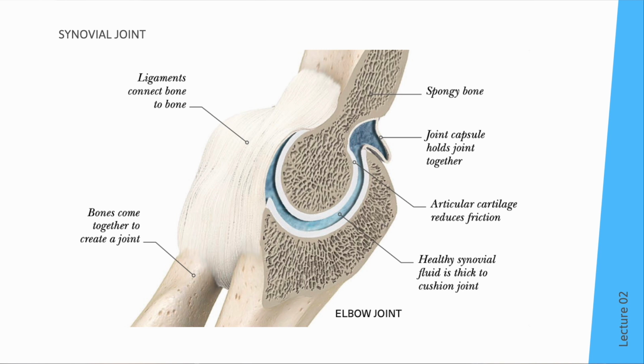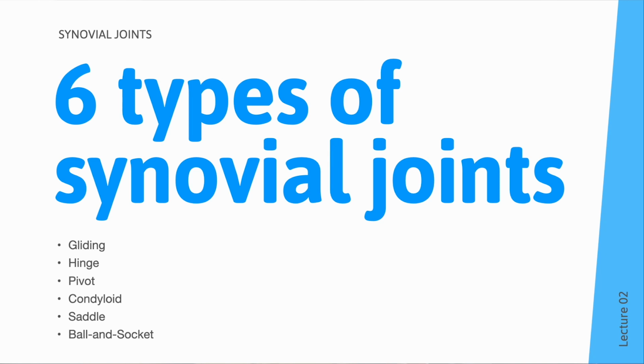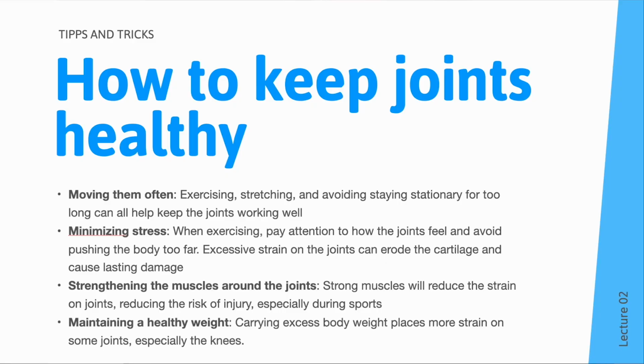All right, six different types of synovial joints. So we have many joints in the body, but they all fall under six categories. And we want to go through them. Yes, let's first take this slide here, and then we go through one by one the different synovial joints and the movements they can do.